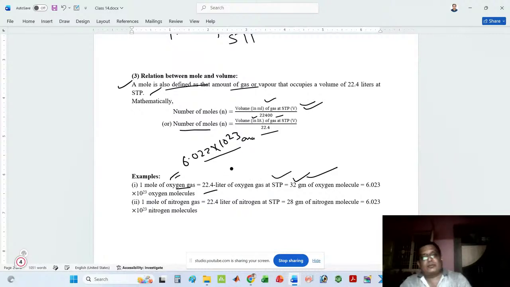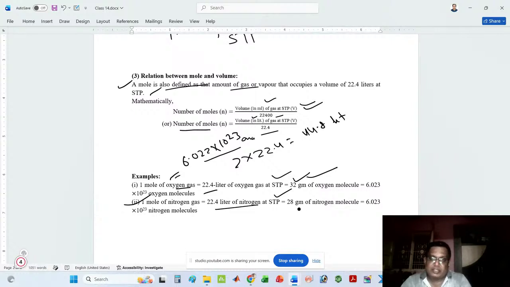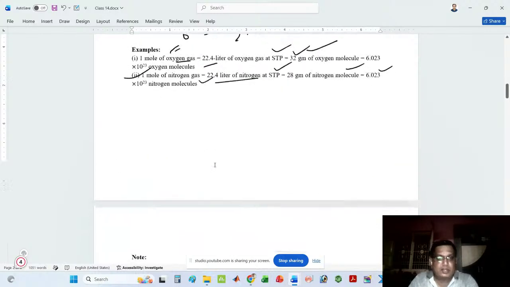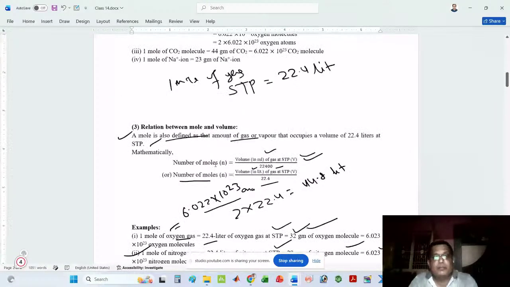Similarly, you can take 2 mole of oxygen molecule, then what will be the volume? That is 2 into 22.4, that is 44.8 liter. Similarly, if you take 1 mole of nitrogen gas, the volume must be 22.4 liter of nitrogen at STP, the weight must be 28 gram of nitrogen molecule, and the number must be 6.023 into 10 to the 23 nitrogen molecules. This is the relationship between mole and volume, mole and mass, mole and number.